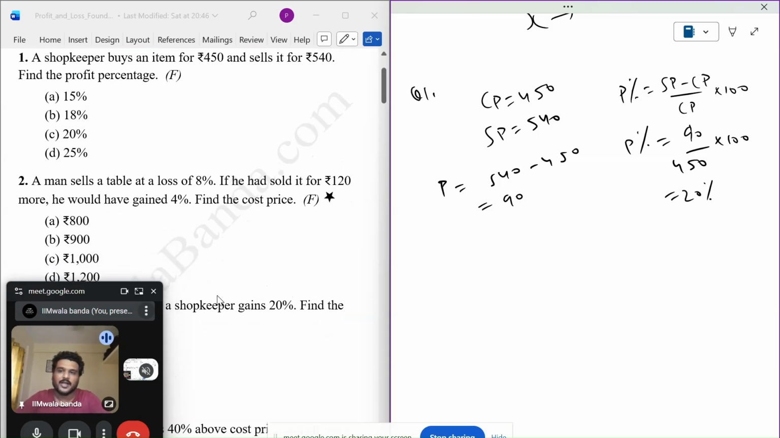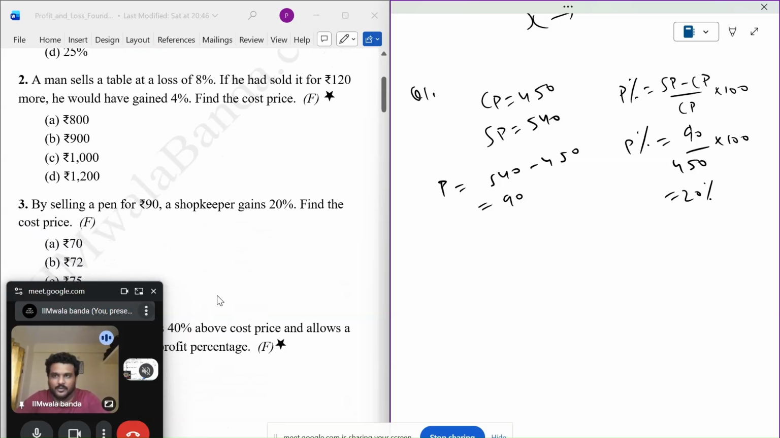Do a lot of calculation in your mind so that you don't end up writing all the steps because we're not getting any step marking. We're trying to do everything fast so that we can attempt as many questions as we can in those 40 minutes. A man sells a table at a loss of 8%. So directly write what is the loss? Loss is 8%. That's what I've got. Had he sold it for 120 more, he would have gained 4%.